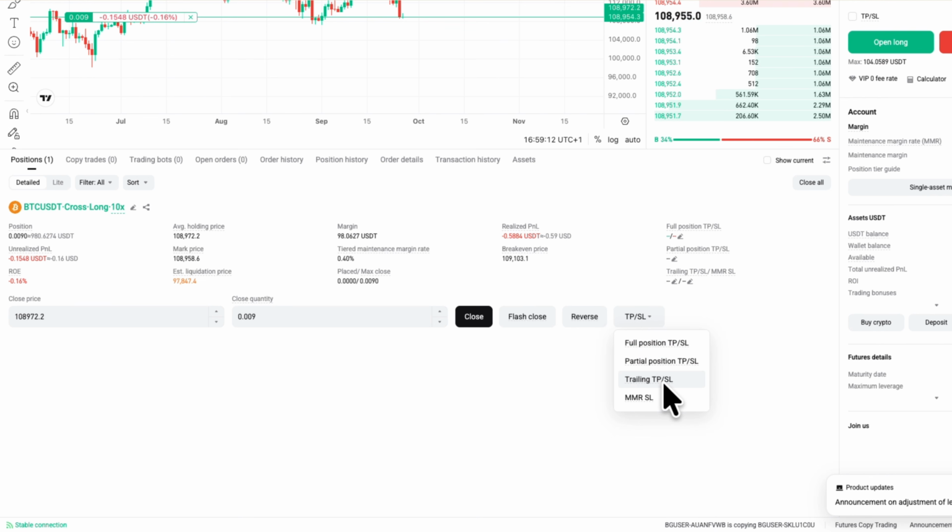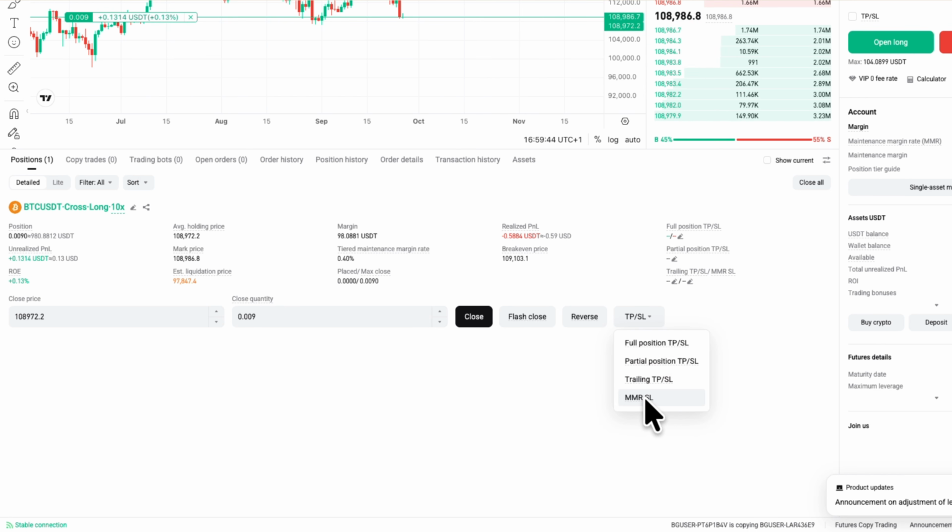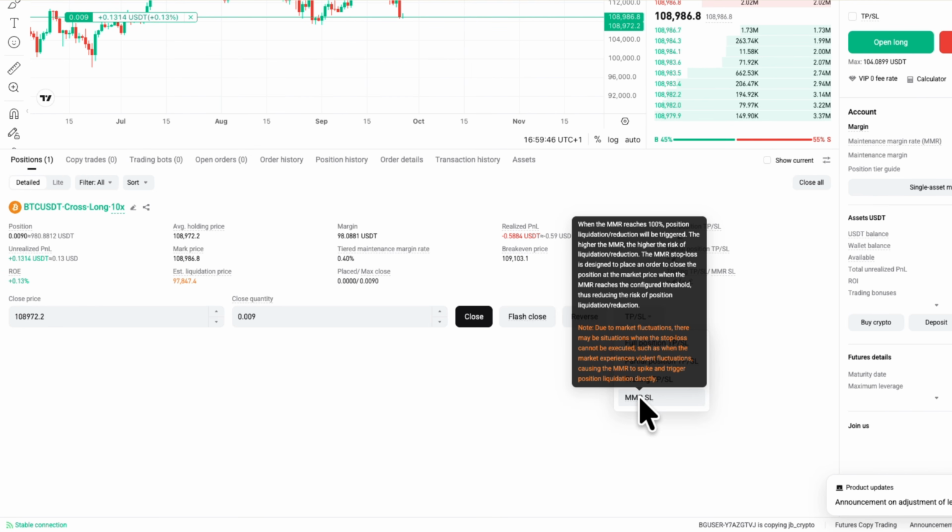Now, this one was what I explained in my previous video. If you want to learn how to use trailing stop loss, I have a video on that already. That was my previous video. So please click the link in the description below to check the video. And then the last option is where you have the MMR stop loss. This one is basically to reduce the risk of you going into liquidation. So those are the four options.